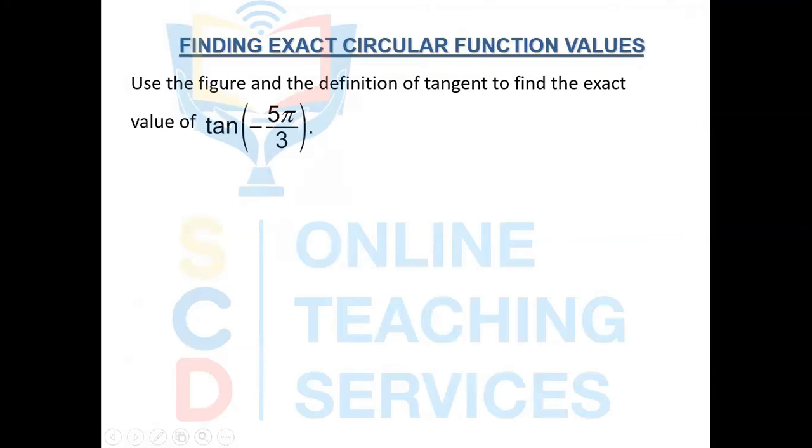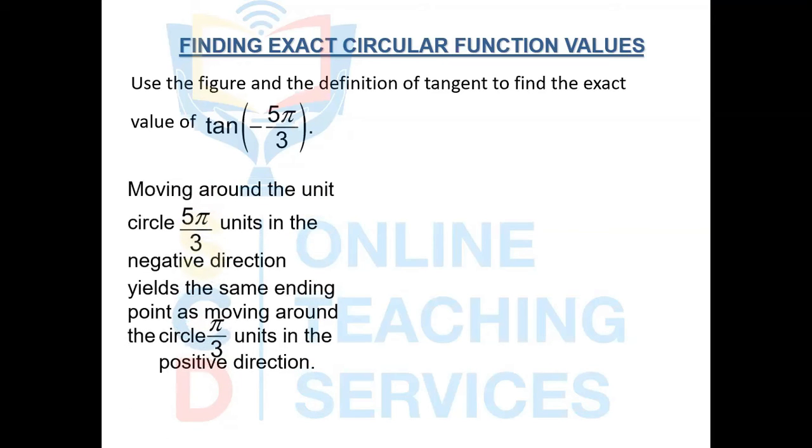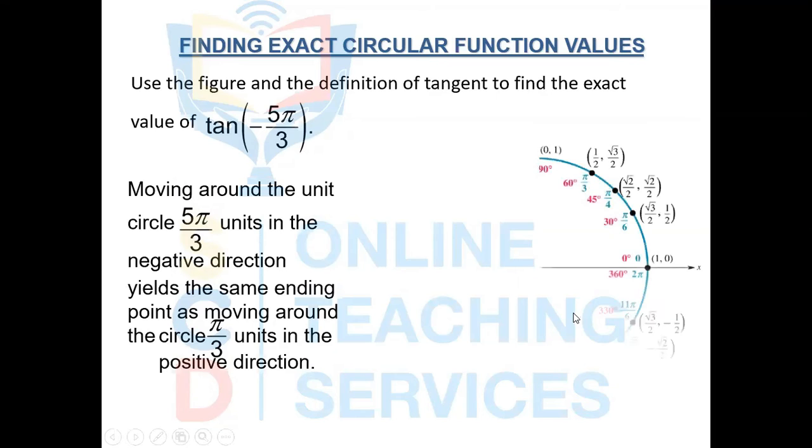Kindly read. Finding exact circular function values. Use the figure and the definition of tangent to find the exact value of tan negative 5 pi over 3. Okay, so again, moving around the unit circle 5 pi all over 3 units in the negative direction, because it is negative 5 pi all over 3, right? In a negative direction yields the same ending point as moving around the circle.